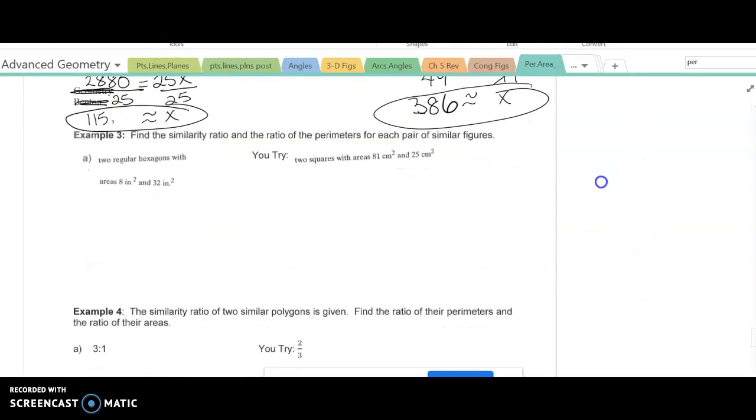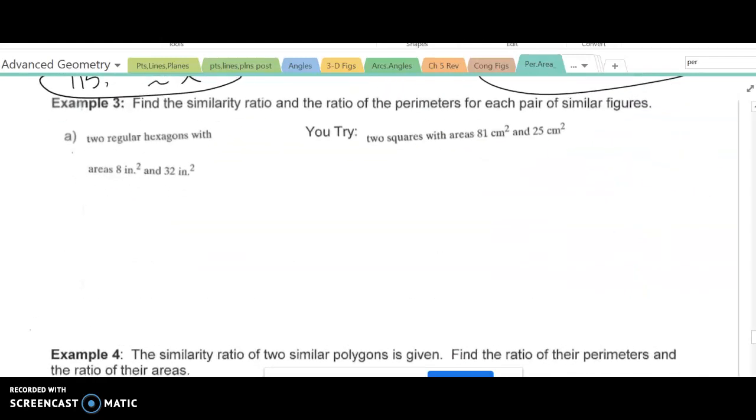Okay, let's look at another example. In example 3, it says find the similarity ratio. That's one thing we have to do. And number 2, the ratio of the perimeters for each pair of similar figures. So let's see what we're given. What we're given is that we have 2 regular hexagons. So we know a hexagon kind of looks like this, and maybe another one that looks like this. And we know that the areas are 8 and 32. We don't know the side lengths.